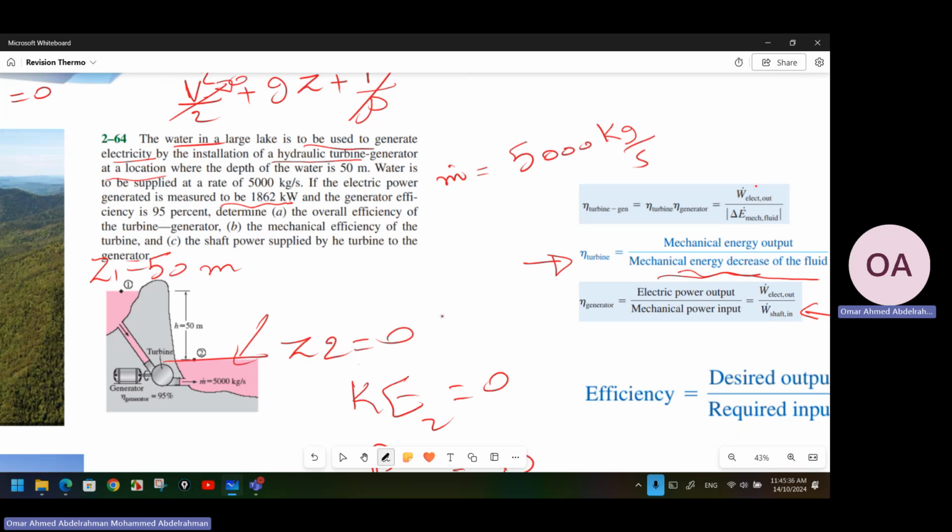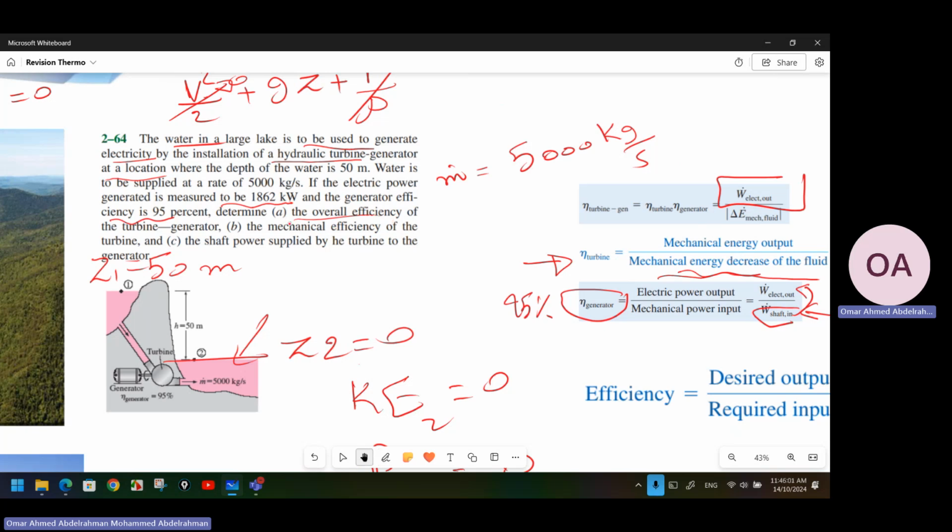So I have the electrical power, W dot electric out, I have it. And I have the efficiency of the generator itself. That means if it is 95%, then 95% of the shaft work is converted to electrical work. I have only a loss of 5%, which is very high. The first part is asking about the overall efficiency.